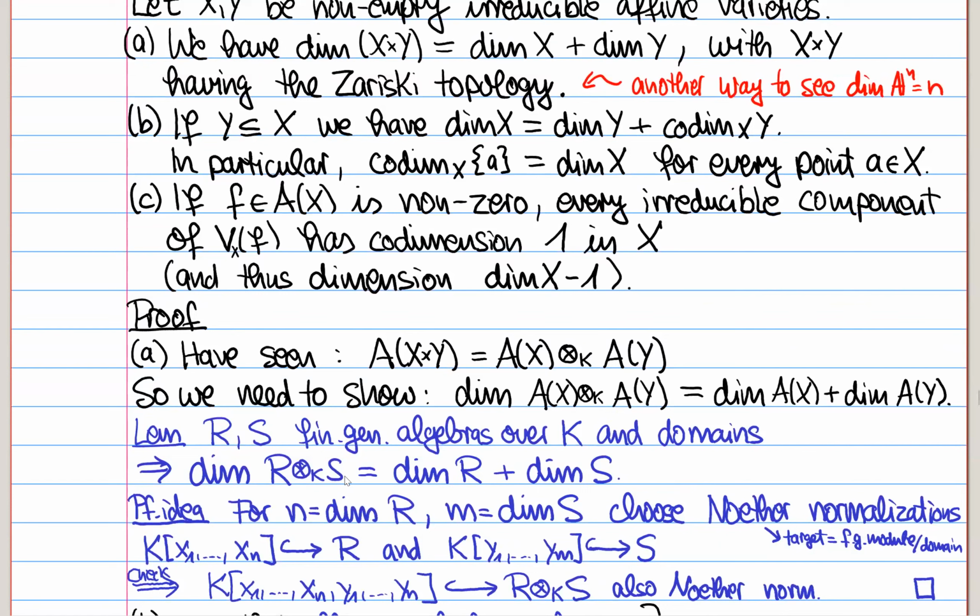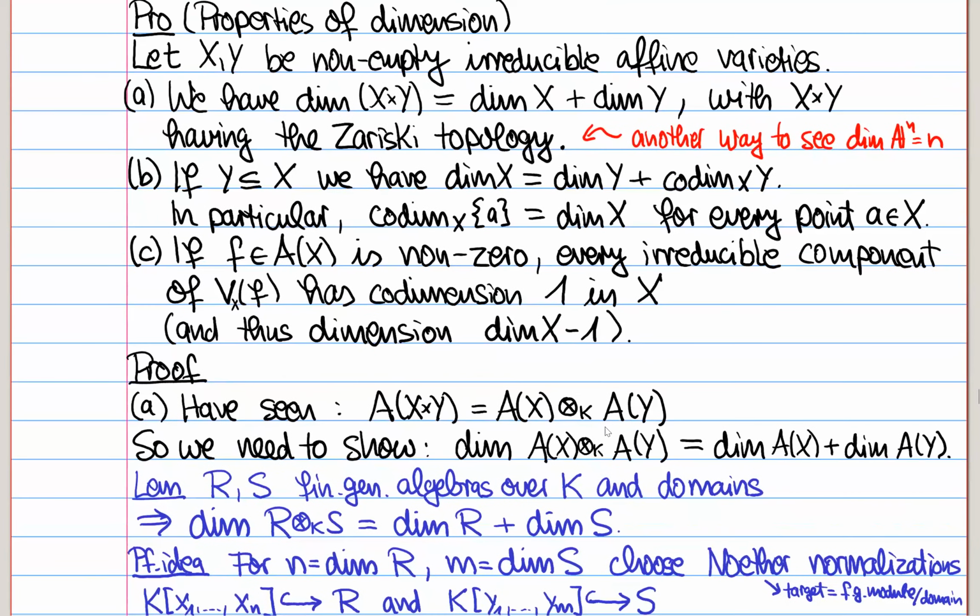And the correct generality in our case is that if you have R and S, two finitely generated algebras over the field K, and you also assume that R and S are integral domains, then the dimension of this tensor product here is the dimension of R plus the dimension of S, where this is now the Krull dimension. And at least we see if we have this lemma, we can finish the proof because indeed A(X) and A(Y) are finitely generated algebras, and they are domains because we have assumed X and Y to be irreducible.